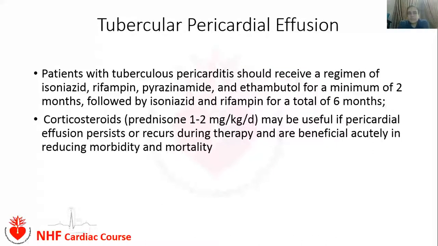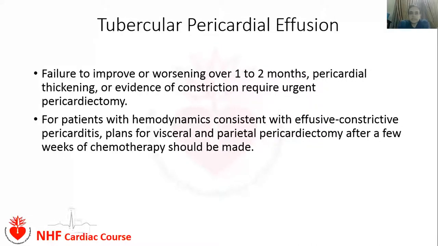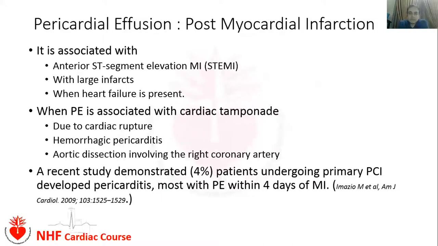These patients should receive a conventional four drug regime for 6 months. A 9 month regime has not been shown to be of any extra benefit. Oral corticosteroid 2 mg/kg for 6 weeks and then gradual tapering gives some benefit. Failure to improve or worsening over 1 to 2 months, pericardial thickening or evidence of constriction require urgent pericardiotomy.